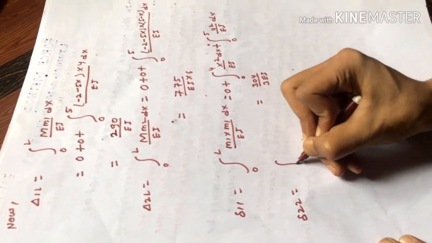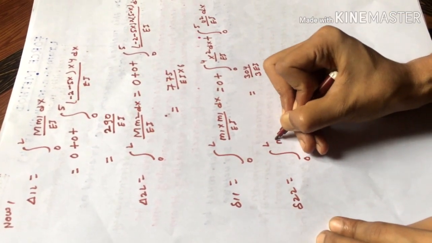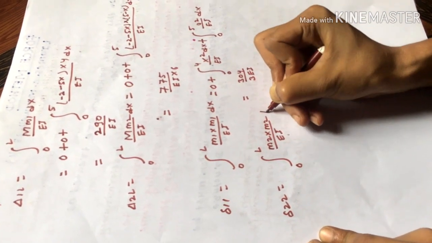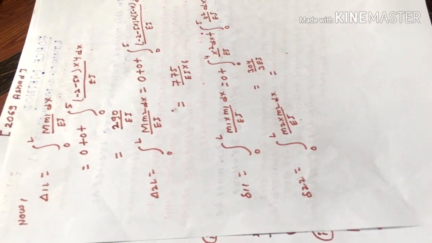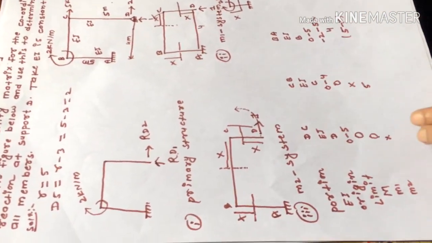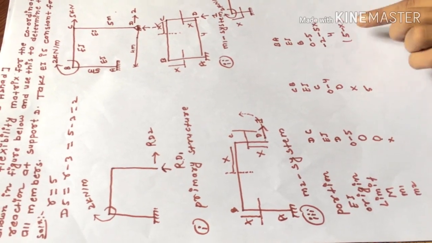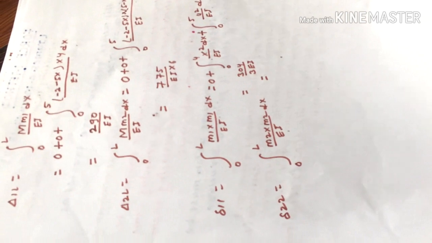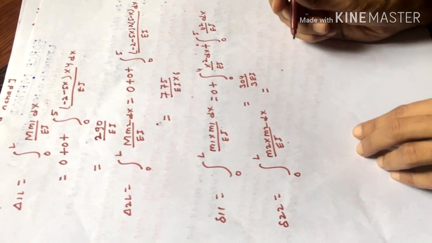Δ2, in accordance with the formula, is equal to the integral of m2 into m2 divided by EI dx. So on substituting, we can see in the table m2 is x for DC, 5 for CB, and 5 minus x for BA. Let us substitute all these values and calculate.